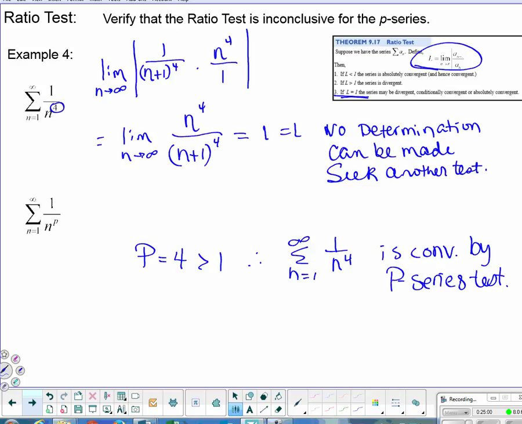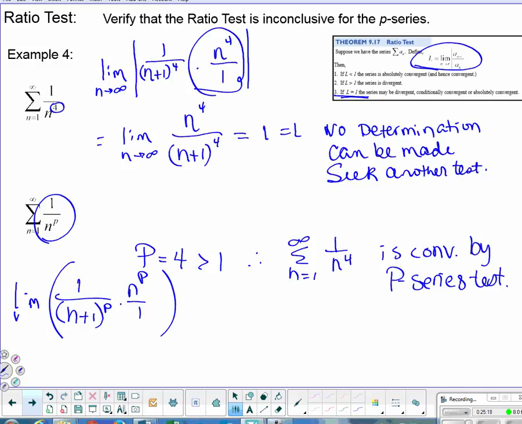So I just wanted to do one where we worked with the p-series. All p-series will turn out to be that way. We could definitely test this out. It would be 1 over n plus 1 raised to some power times n to the p over 1, limit as n goes to infinity, absolute valued. Once again, the highest power on the bottom is going to be n to the p over n to the p. You could say it cancels if you wanted to, but mainly the limit is going to go to 1 always on a p-series. So with a p-series, you have to use the p-series test. The ratio test is not going to be conclusive for you.